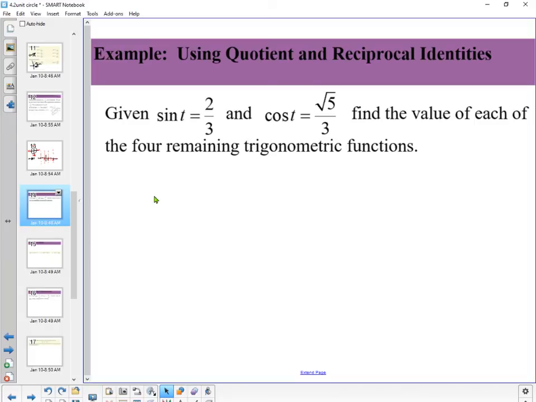So are the secants and cosecants the reciprocals? Yeah. So if sine is opposite over hypotenuse, then it's hypotenuse over opposite.